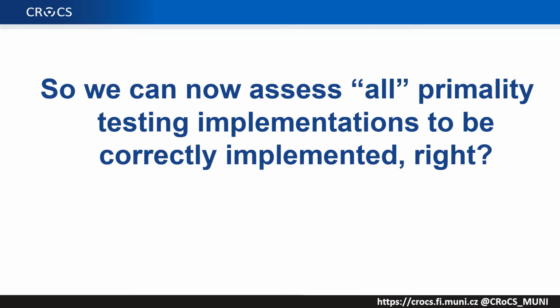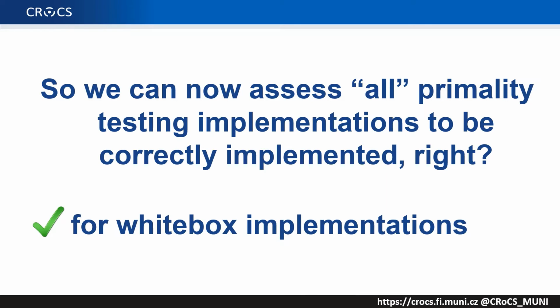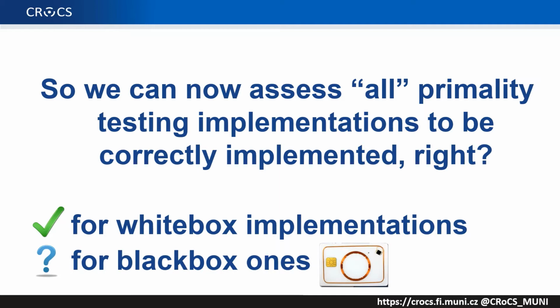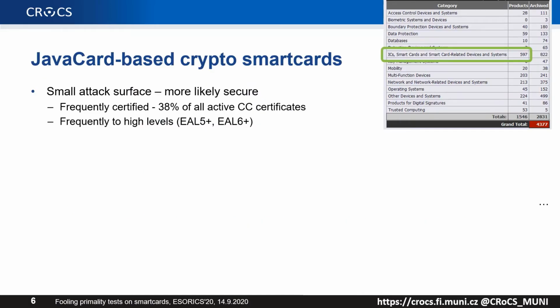We can just take all existing implementations, look at the source code, and figure out whether they are doing this right. If yes, then they are okay. If no, then we will issue the fix. That works well for white box implementations where we do have the source code. But the question is what we can do with the black box ones. If there is a black box device like a smart card and we don't know the source code, we don't know how they are implementing Miller-Rabin inside, or it's some proprietary library. So in this case, we don't know, and this is what our paper is about.